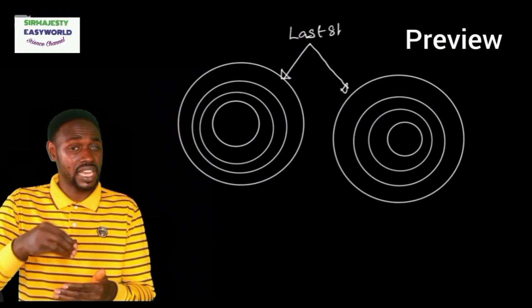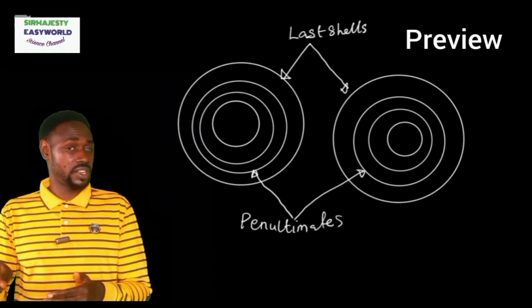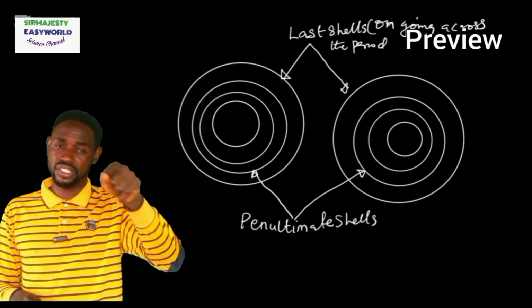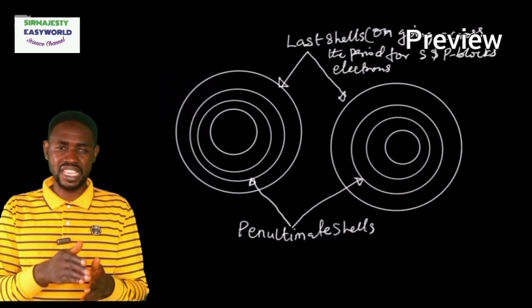Electrons are successively added to the penultimate shell, that is the second to the last shell. This is unlike the S and P block elements.